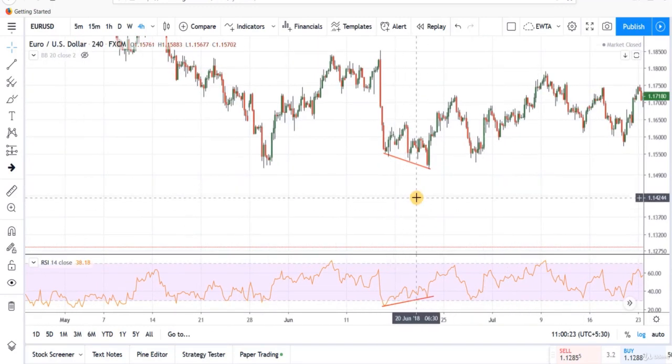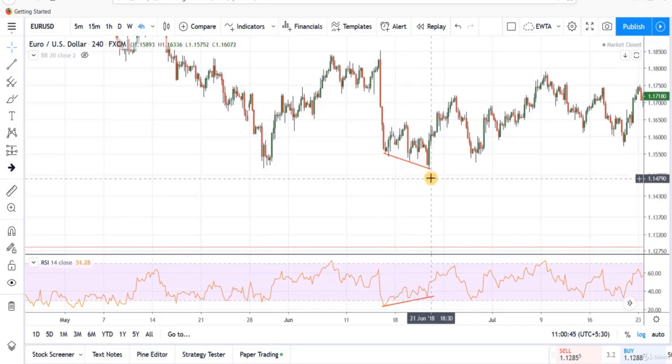So divergence is a very important concept, and I always use this concept while I trade stocks, and this is my favorite indicator because this is a leading indicator. RSI is an oscillator, but with the help of RSI we are getting early signals. That's why it is also called a leading indicator.